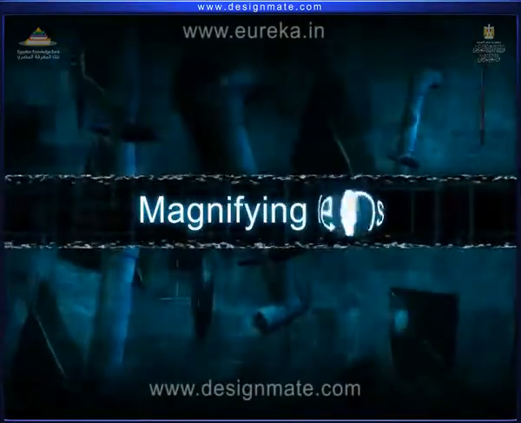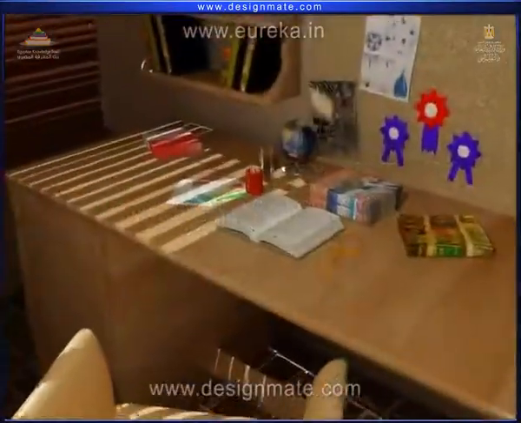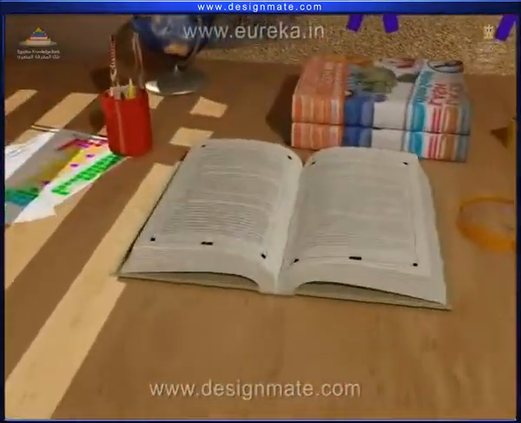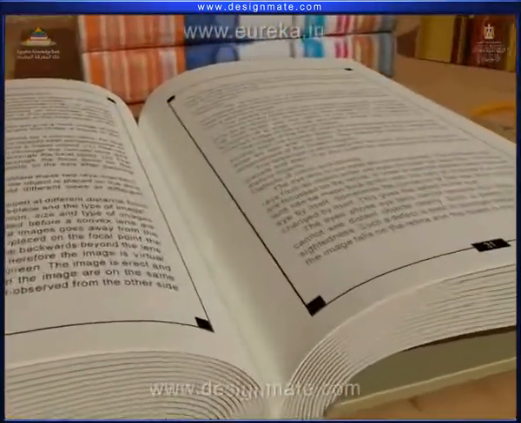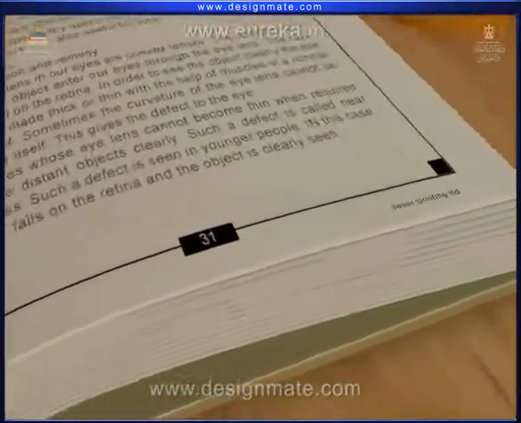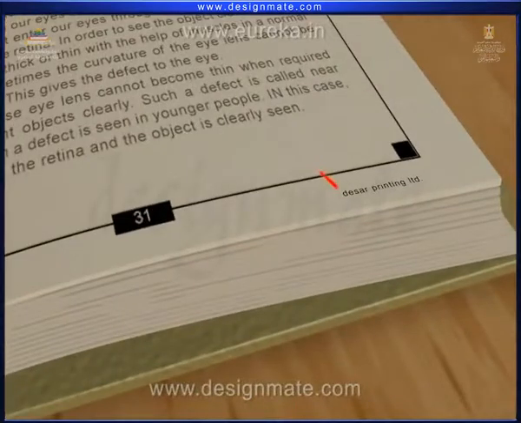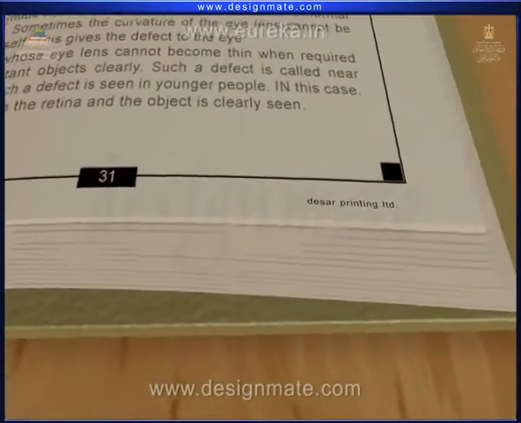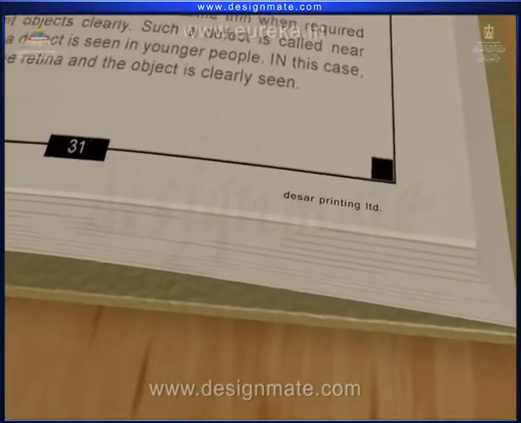Magnifying lens. Many times while reading a book, we come across some letters which are pretty small, and it is quite difficult to read such small letters.